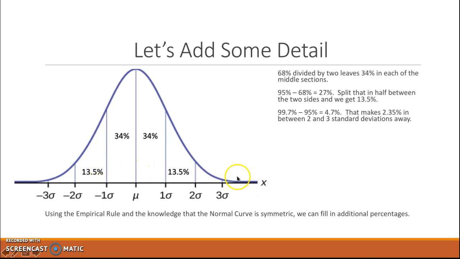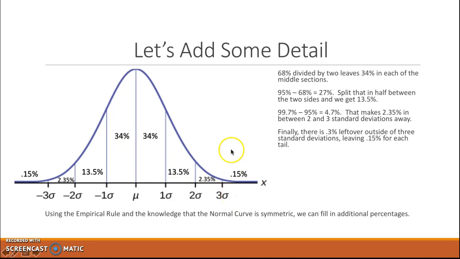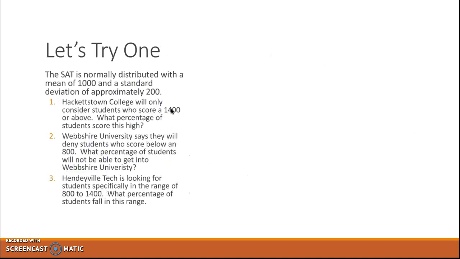Using a similar set of logic, we got 99.7 out here, which leaves us 4.7 in each of these together, and then that makes 2.35. And finally, these two tails on the outside are going to be 0.3% of our data to get our complete 100%, which leaves us with 0.15 on each side. So add this to your toolkit, and this is going to become crucial for us in solving real-world problems, such as this one right here.